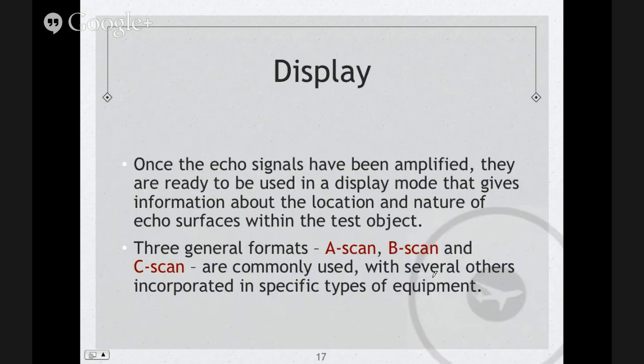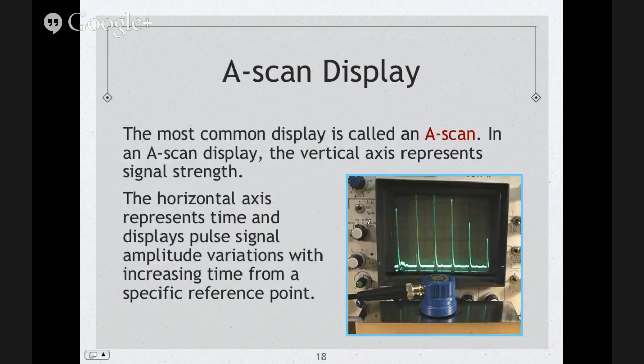So once the echo signals have been amplified, they are ready to be used in a display mode that gives information about the location and nature of the echo surface within the test object. Three general formats, the A scan, the B scan, and the C scan, are commonly used, with several others incorporated for a specific type of equipment. And we say that the one that we're mostly going to see out there, and that we're going to be working with most of the time, is going to be our A scan. That's going to be the most common type of display.